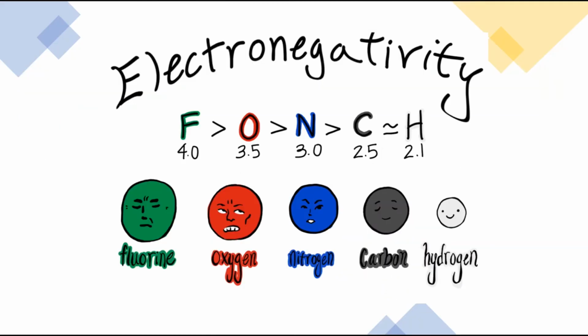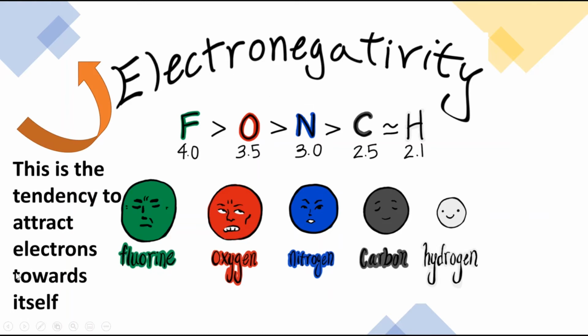And the main thing which is governing the type of intramolecular force is the electronegativity. Electronegativity is the tendency to attract electrons towards itself. So fluorine has the maximum electronegativity. It doesn't want to give electrons to any other element. So it's the most electronegative atom.